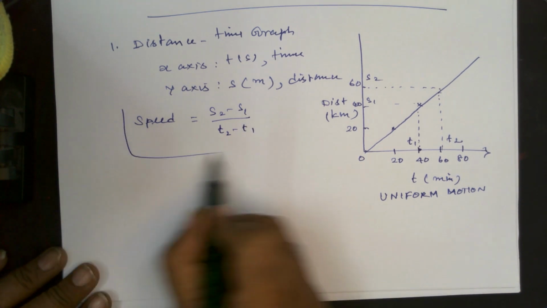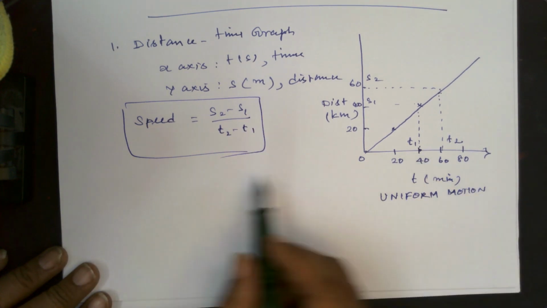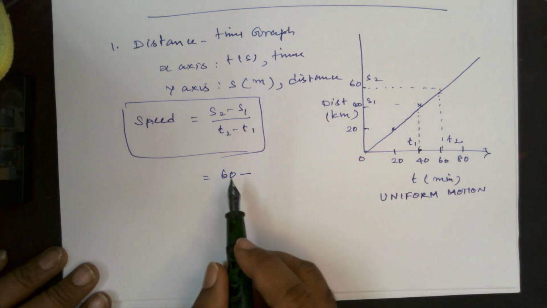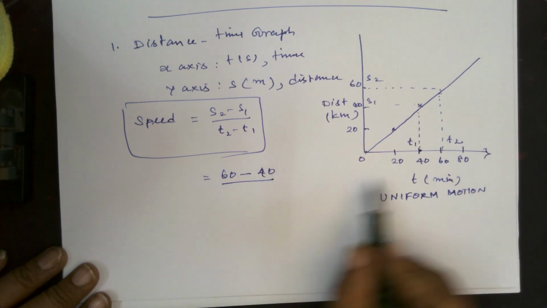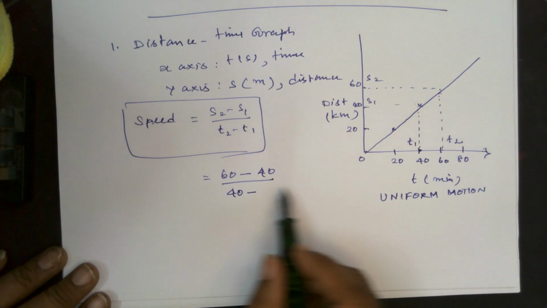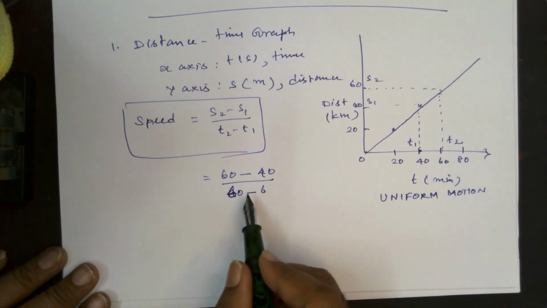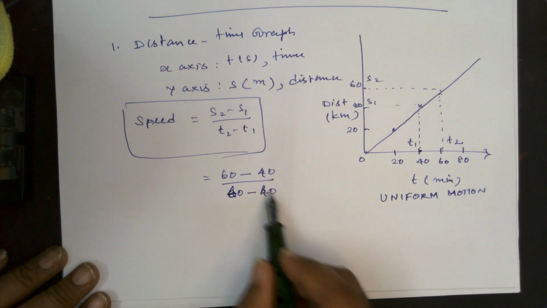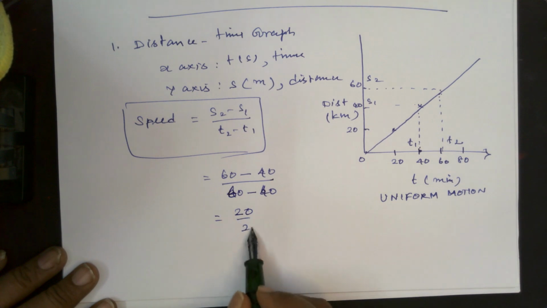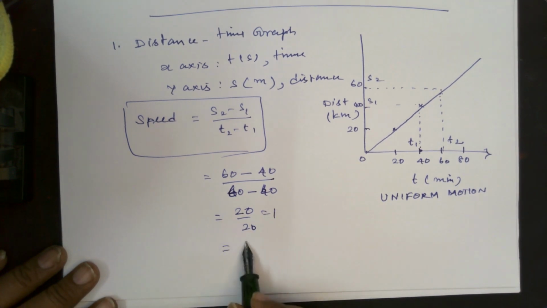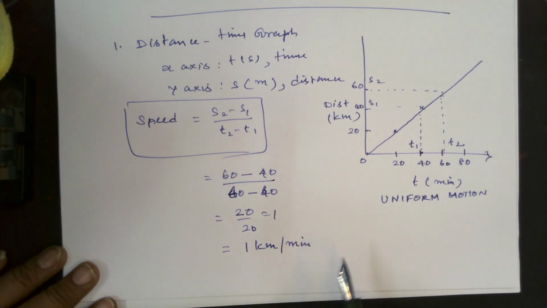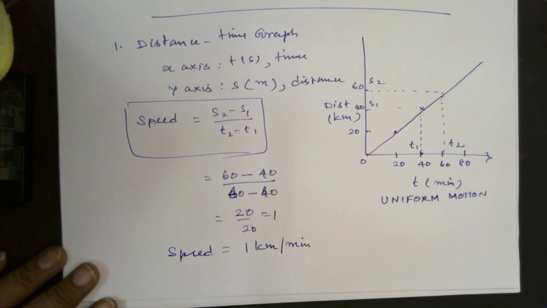Are you able to follow? Now we can work out what is S2? 60 kilometer. What is S1? 40 kilometer. T2 is 60 and T1 is 40. So it means this is 20 by 20, that is equal to 1. It means he has travelled 1 kilometer per minute. Are you able to follow? So this is the speed. Got it?